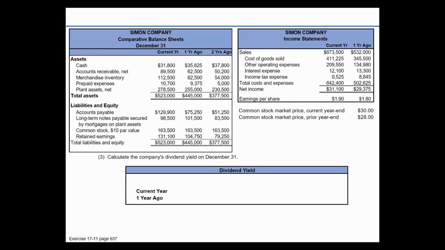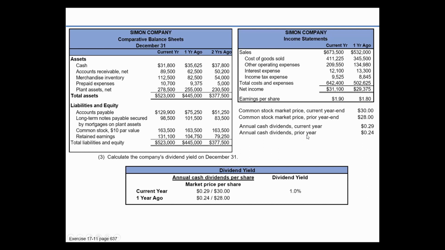We can also calculate our dividend yield. That is annual cash dividends per share divided by the market price per share. And they give us that broken down per share. For the current year, 29 cents is the annual cash dividend that was paid per share, divided by the stock price, which for the current year was 30, is going to be 1.0%. And for a year ago, the annual cash dividends for the prior year was 24 cents. Take that divided by the market price per share of $28, is 0.9%.